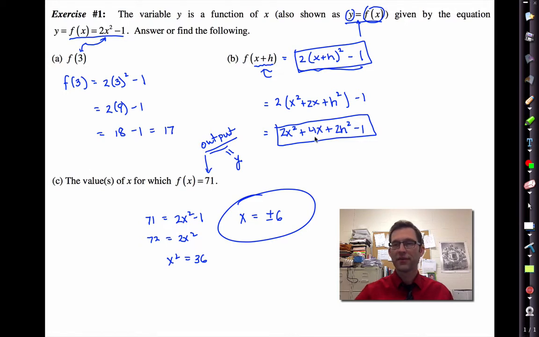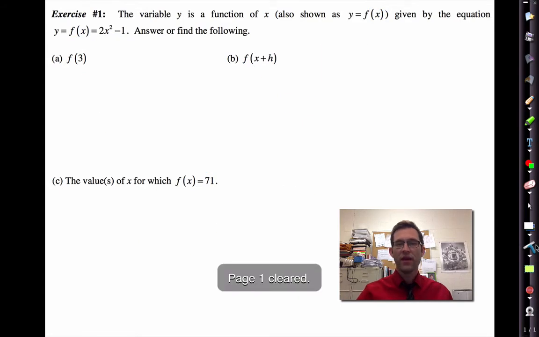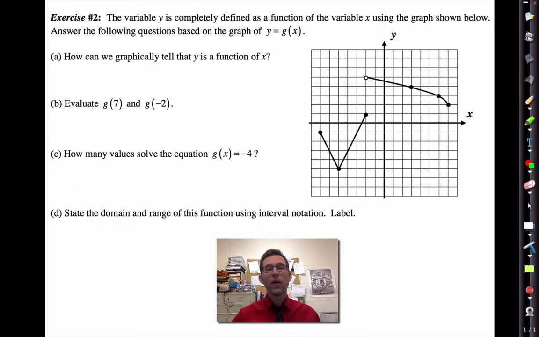Okay, I'm going to clear out the text, and let's move on. Now, up front, when we were looking at the definition of a function, we said a function can come in equation form, graphical form, or tabular form. In this case, we have a function, g of x, that is given in terms of a graph. Now, letter A is definitely review, as is pretty much the entire worksheet. It asks, how can we graphically tell that y is a function of x? There's a quick check. Do you remember what it is?